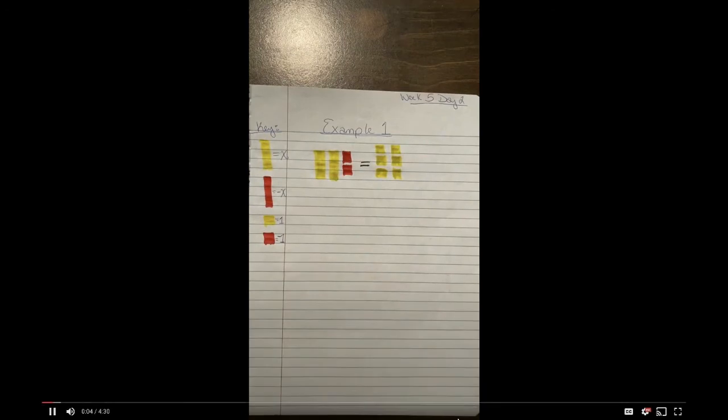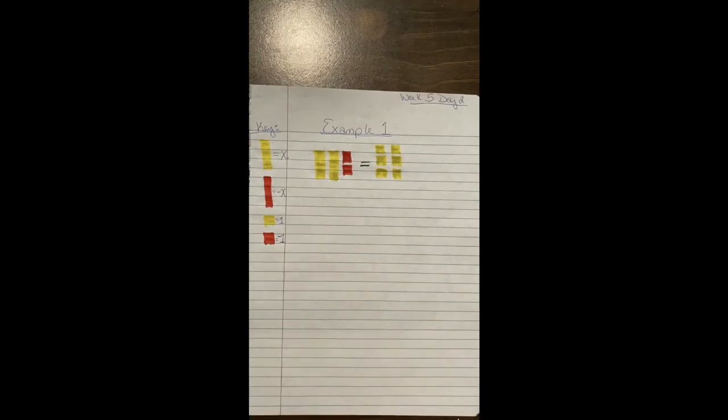Welcome back to day 2. Today we'll be solving equations with the use of algebra tiles. I do have algebra tiles here, but I decided that I would color along with you with yellow and red, or any other 2 colors that you have. Just make sure you color code in the same way. 1 color is positive and 1 color is negative.